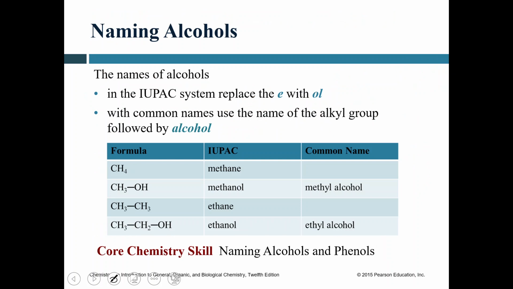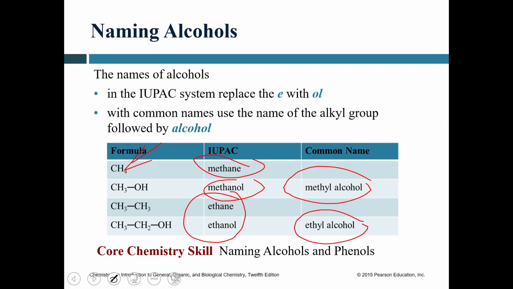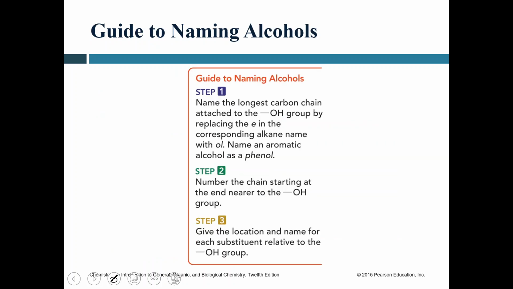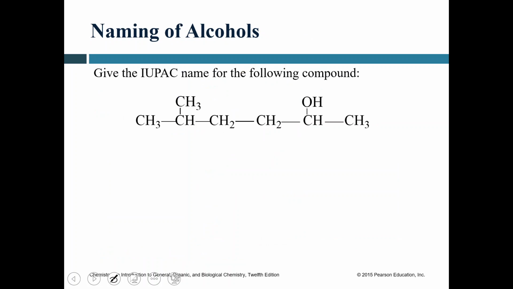In the alcohol names, in the IUPAC system, the E of alkane is replaced with OL. So for instance, the alcohol that is a derivative of methane, when one hydrogen is replaced by OH, is methanol. Ethane, ethanol. The alternative way to name is, instead of methanol, to say methyl alcohol or ethyl alcohol. So basically, you give the name of the alkyl group followed by alcohol. So let's take a look at some naming of alcohols.